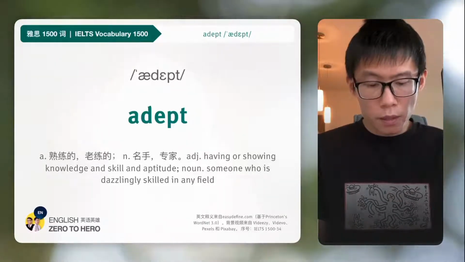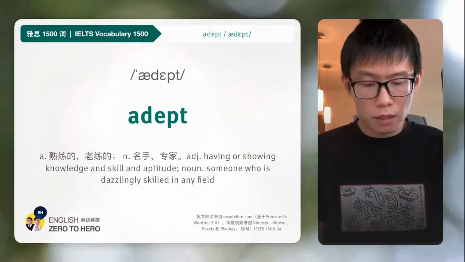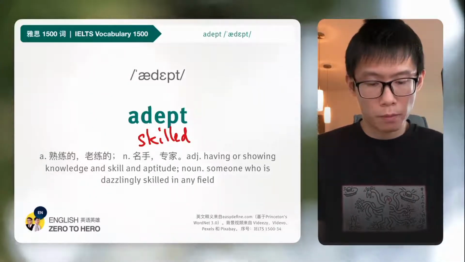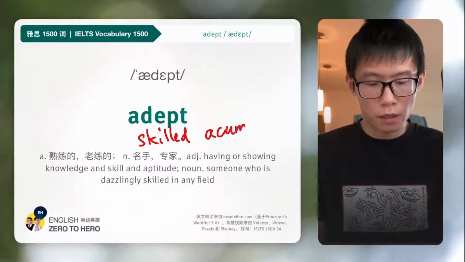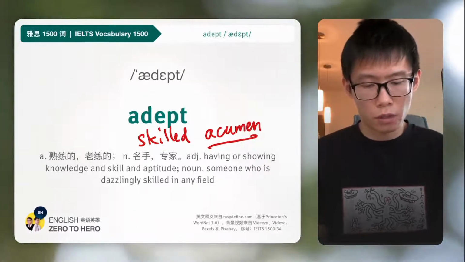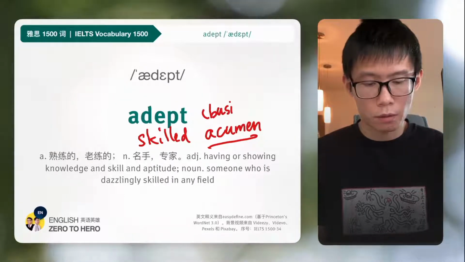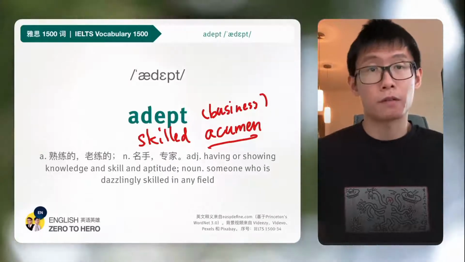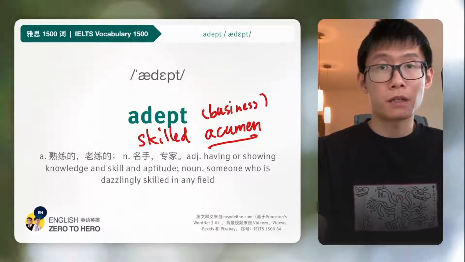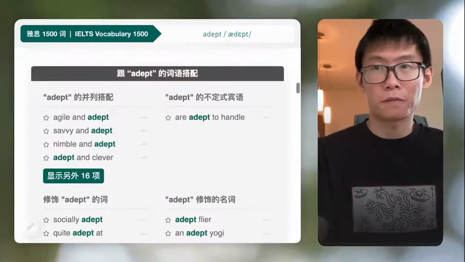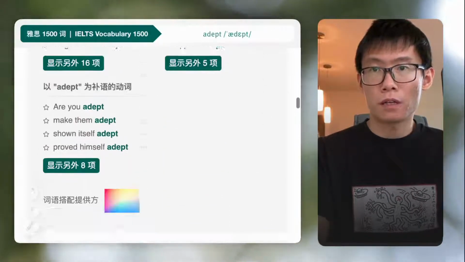The next word is adept. Adept simply means skilled. Or like we talked about before, we can say you have a lot of acumen. But acumen is usually used with business or commerce. But adept, it could be adept at anything, right? You can be adept at singing. You can be adept at swimming. You can be adept at anything. Right? So let's take a look at adept.